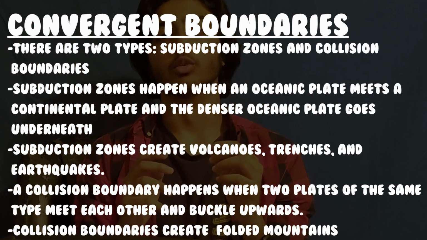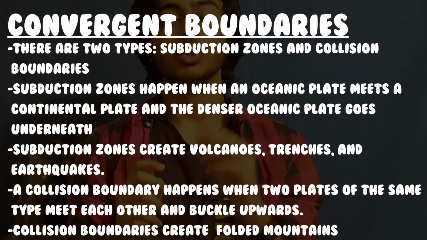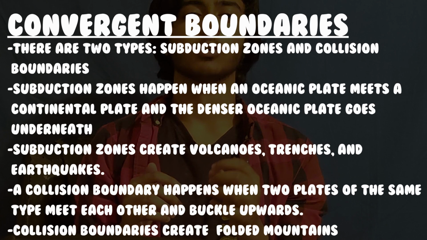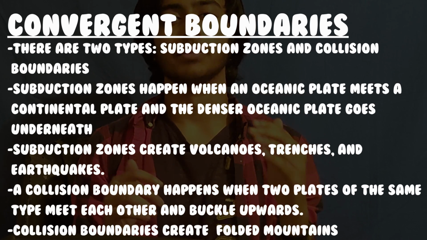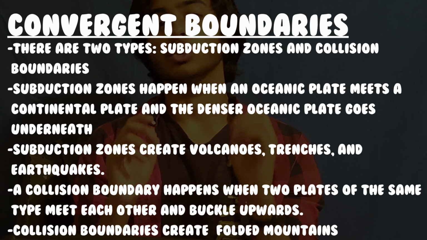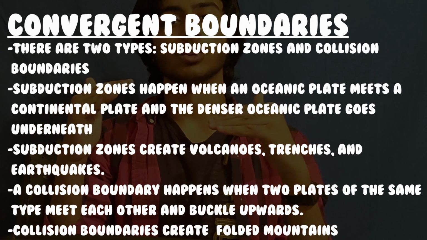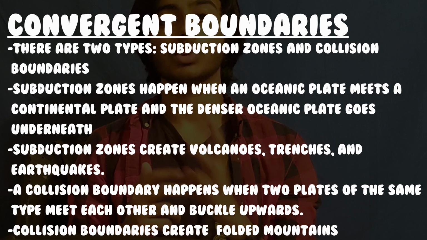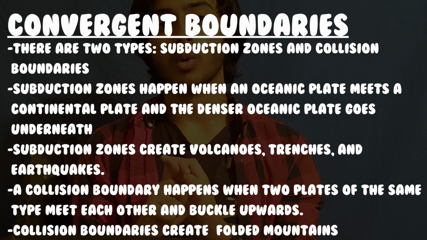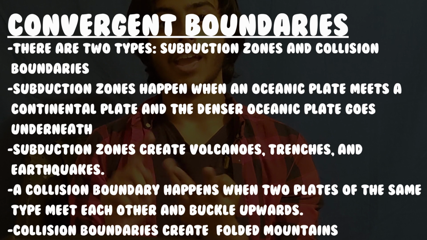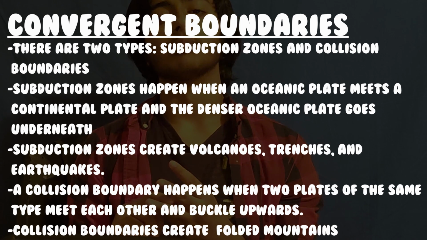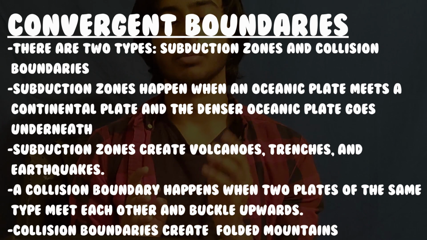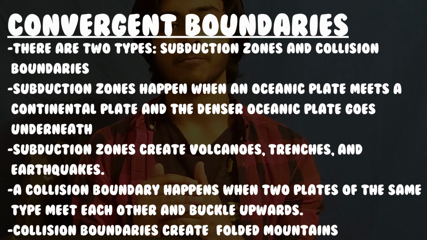At a convergent boundary, one of two things can happen. You will either have a subduction zone or a collision boundary. A subduction zone occurs when a dense oceanic plate meets a less dense continental plate, and due to the difference in density, the continental crust will go above the oceanic one. At a subduction zone, we see three types of features: earthquakes, trenches, and volcanoes. An example of a subduction zone can be found at Mount St. Helens, where the Juan de Fuca plate goes underneath the North American plate.